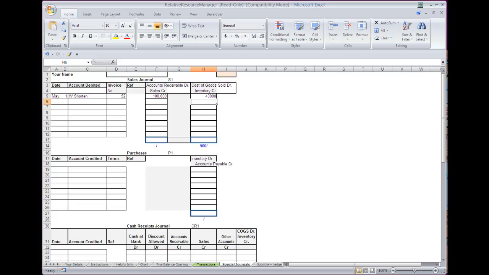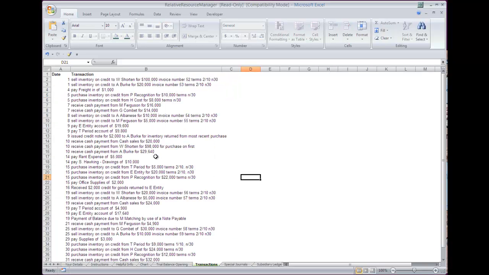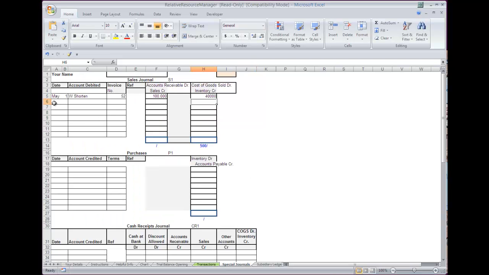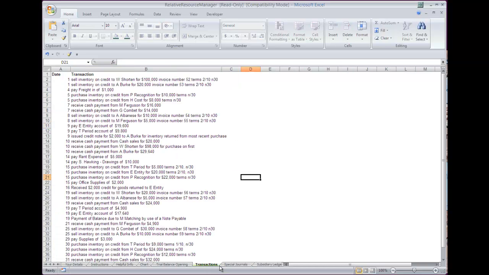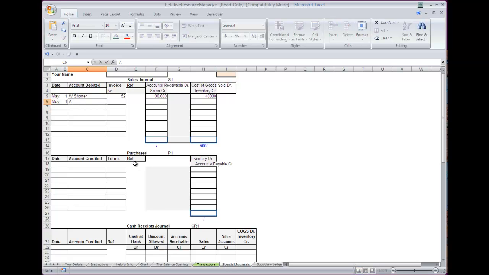Now let's have a look at another transaction. Sell inventory on credit to ABERC for 20,000, invoice number 53. So the next one would be May 1, ABERC, number 53, $20,000, and then 40% of 20,000 is 8,000.